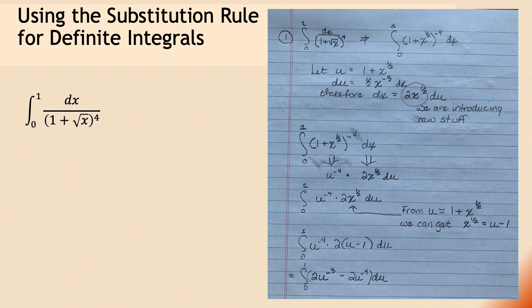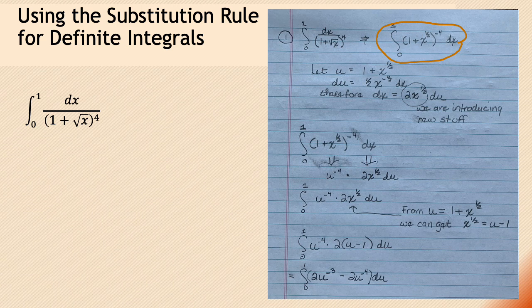Let's go on and take a look at an example that we have not done before and see how this works. So we have dx over 1 plus square root of x and all of that raised to the 4th power. Now the first thing I'm going to do is rewrite that in a slightly different form and see if I can get any ideas of how to figure this out.